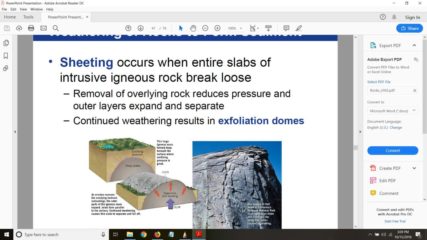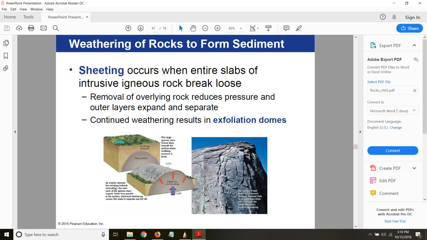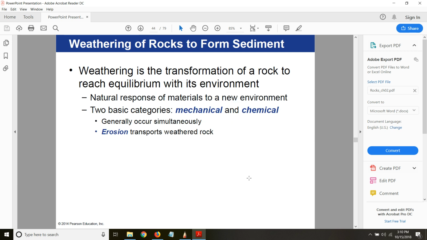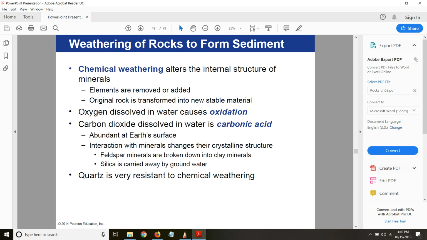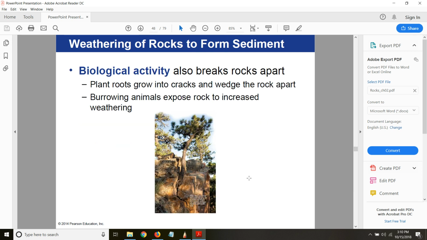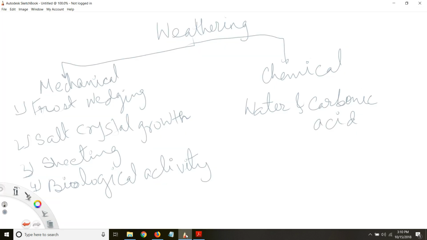The third one here is, I think it's not here. There is another one called salt crystal growth. I think it's not in your slide, but it is given in your book. So this mostly occurs in marine environments and during sea spray.